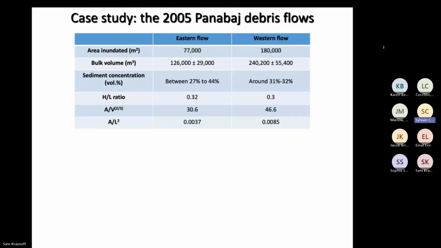Okay. So these are some input parameters that we can use to simulate these flows. You can see they go from area volume, solid volume, sediment volume concentration, H/L ratio, then all those other parameters.